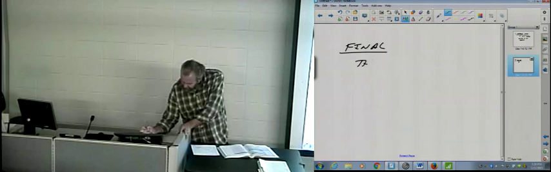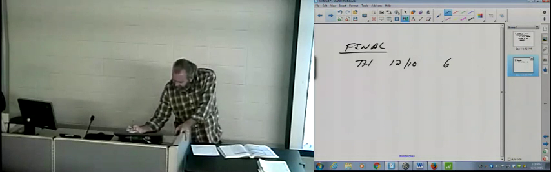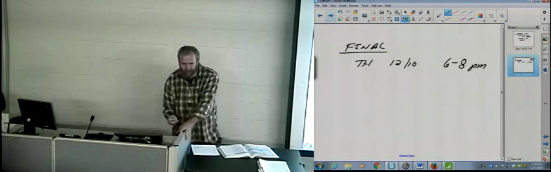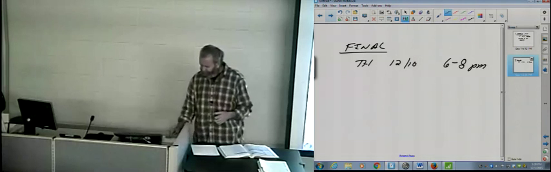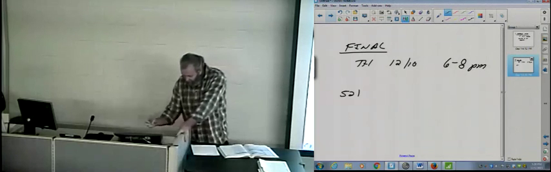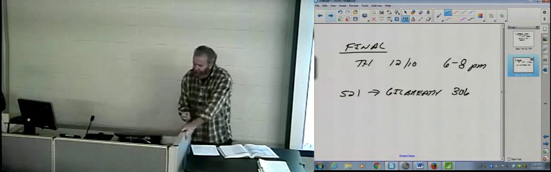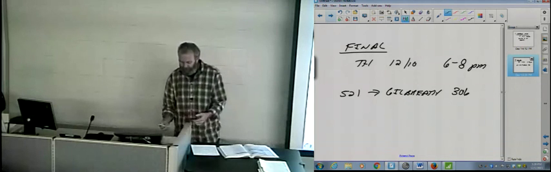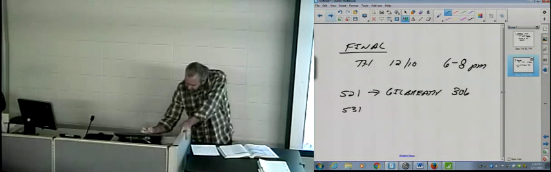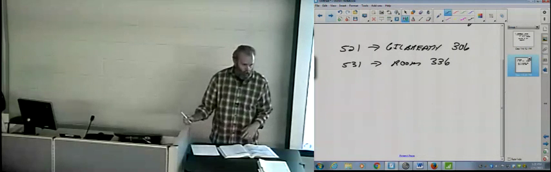is Thursday the 10th. That's next Thursday, and we're from 6 to 8 at night. Okay? Now, here's the deal. If you're in section 521, which is you folks there in Sam Wilson, you are going to go to Gilbreth 306, and Rob will be there with you. I have a reason for us moving around. If you're here with me in Kingsport at 531, you're going upstairs to room 336. So we're all moving all over the place.